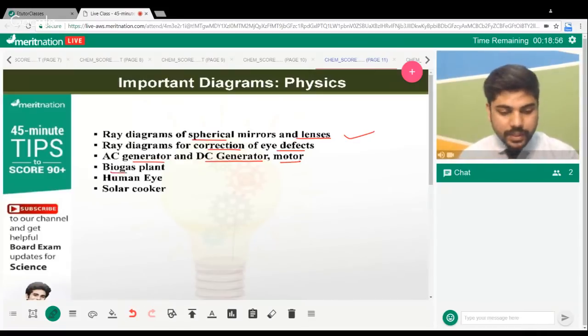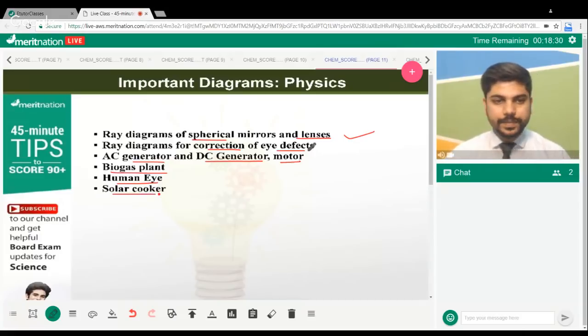The biogas plant, you have to go through the biogas plant also. Not the exact diagram that is mentioned in your NCERT, but in a way you can draw the flow chart also, okay? Or you can draw a rough diagram in order to show the biogas plant. Human eye and solar cooker. All right. So these are the important diagrams from the section physics.